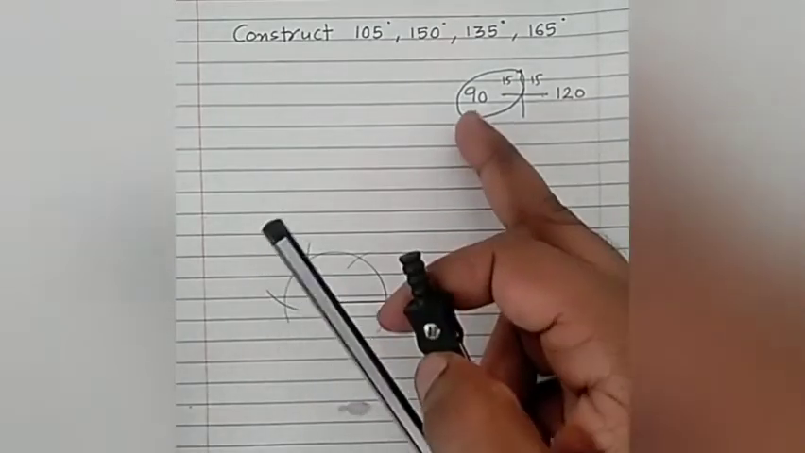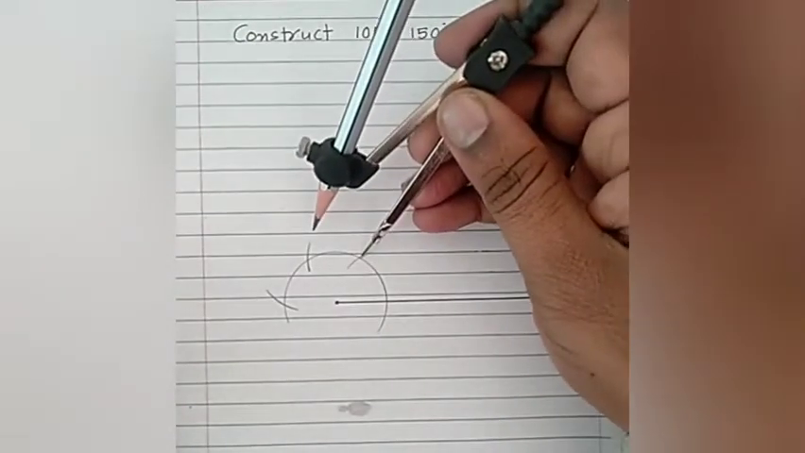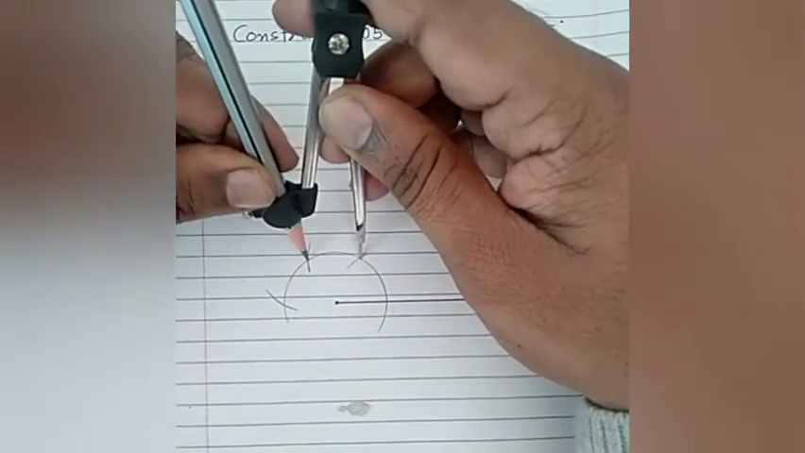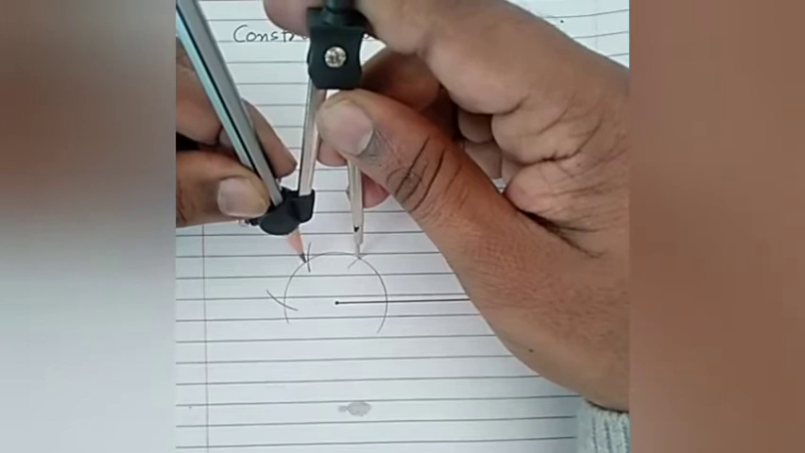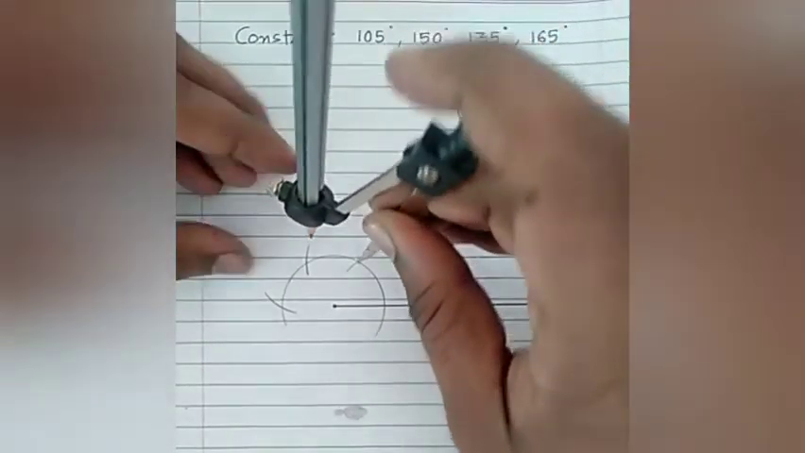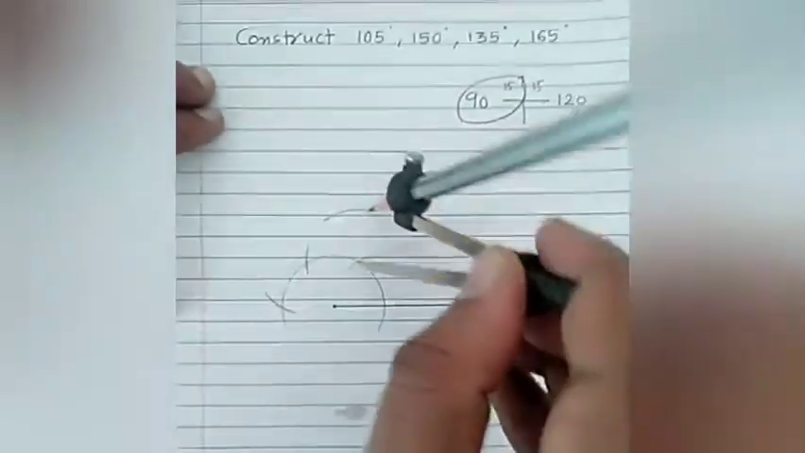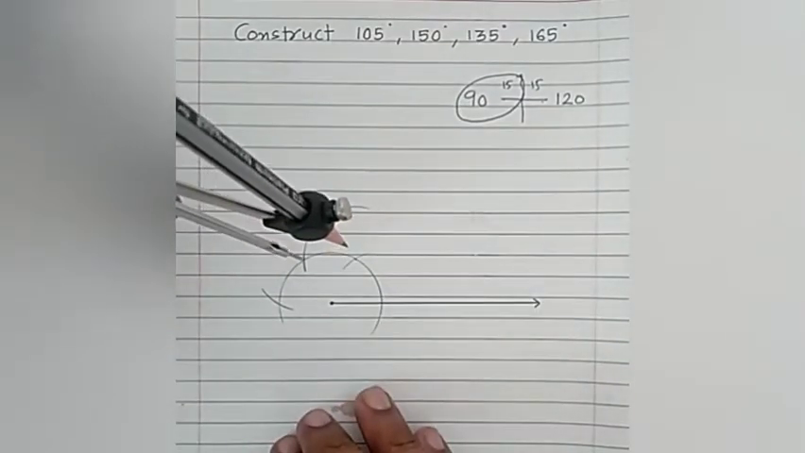So first I'll proceed to making 90 degree. Now how do we make 90 degree? We bisect the distance between 60 and 120. Now to do that, let me measure the distance between 60 degree and 120. Yes, I did it. Now I'll make an arc so that finally I can end up with 90 degree first of all.